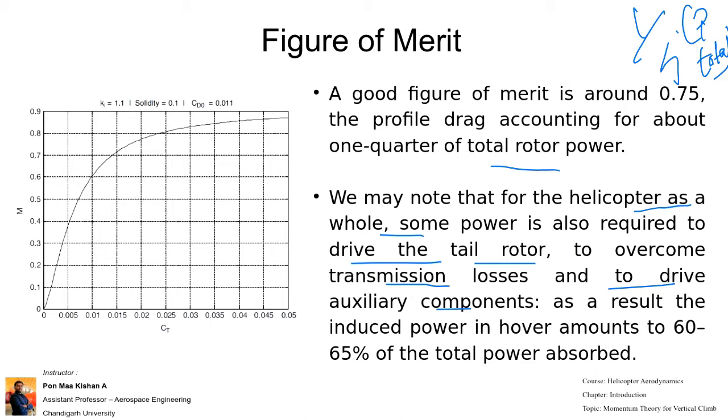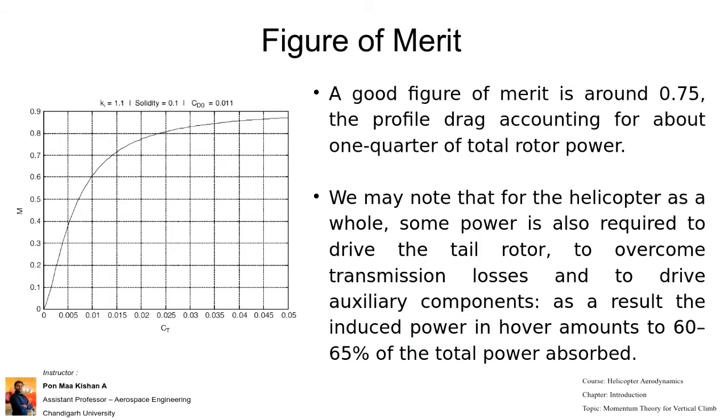As a result, the induced power in hover is around 60 to 65% of the total power. So we are utilizing only 60 to 65% in the main rotor. The remaining power will be distributed, or it will be lost. Nearly 15, approximately 15 to 20%, will be used for the tail rotor also. The remaining will be for losses and to provide power to drive auxiliary components.